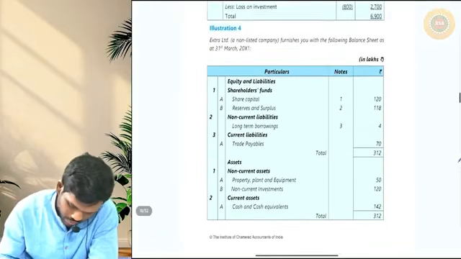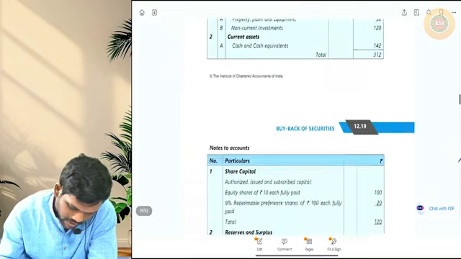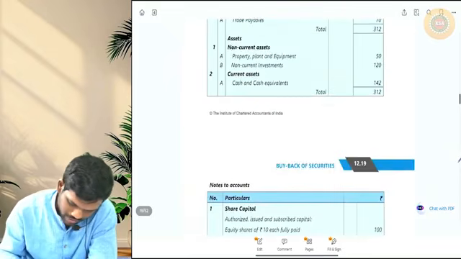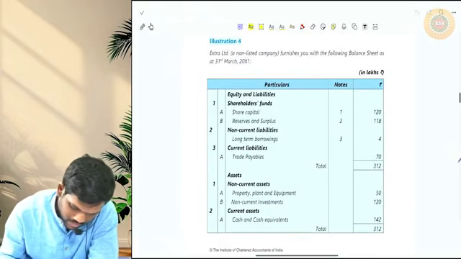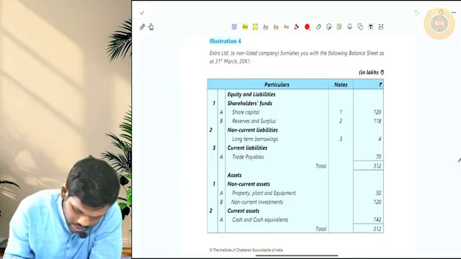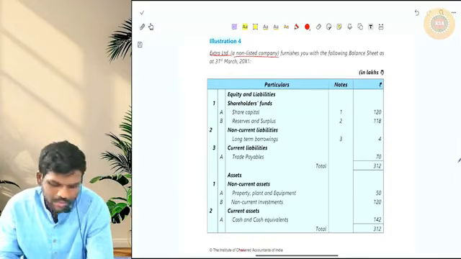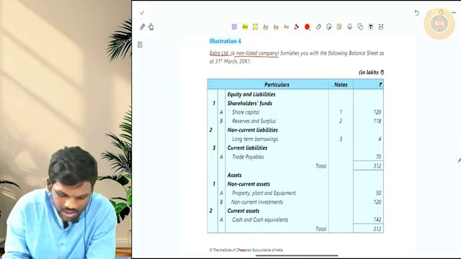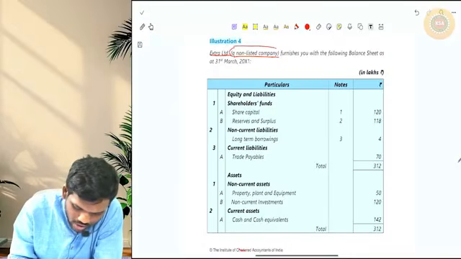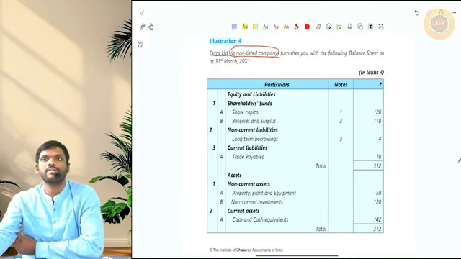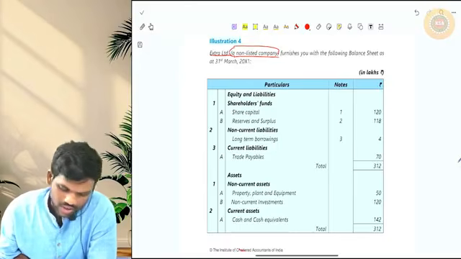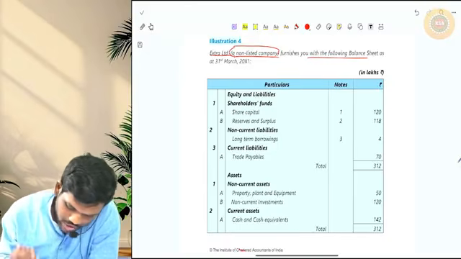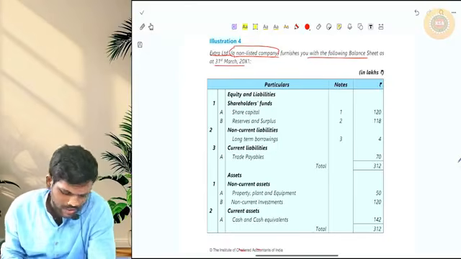Yes, illustration 4. This is a very comprehensive question. Extra Limited, a non-listed company. Remember, in this entire chapter, they'll ask us questions only on non-listed company, because listed company buyback is governed by SEBI rules, which is not there in our syllabus.